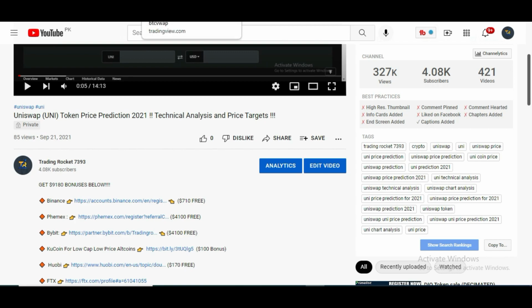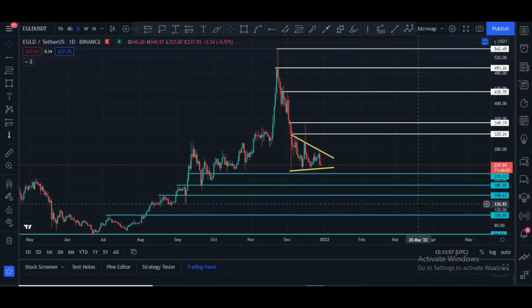Let's dive into the content. This is the first chart. This is the EGLD USDT pair daily chart. Currently it is at $238 and it is in this pennant pattern. Actually, it is a bearish pattern.